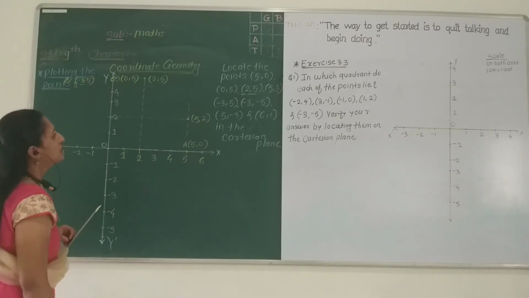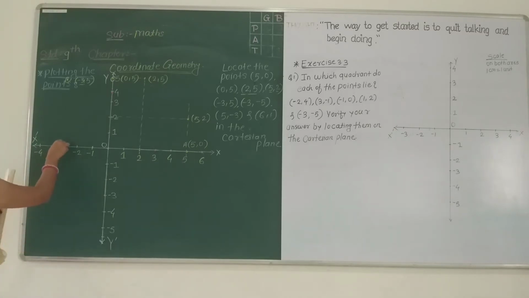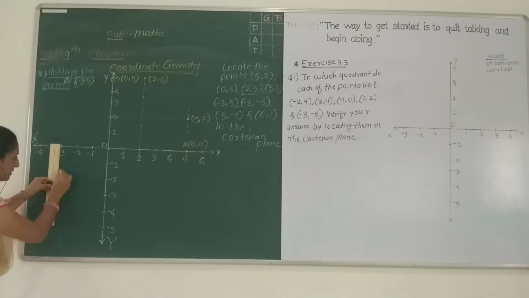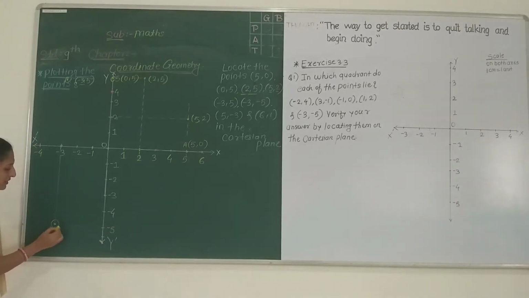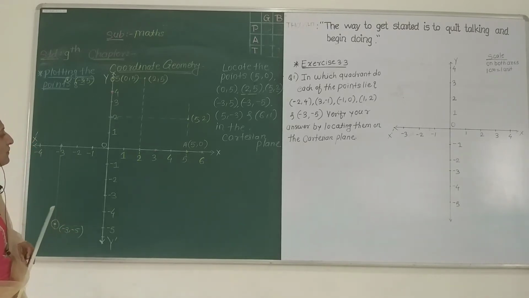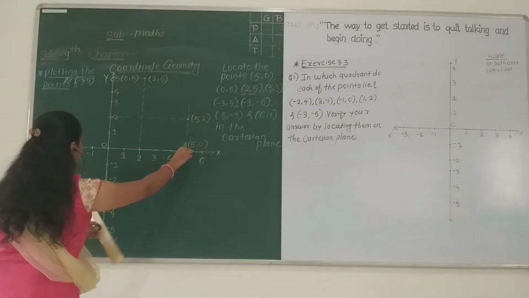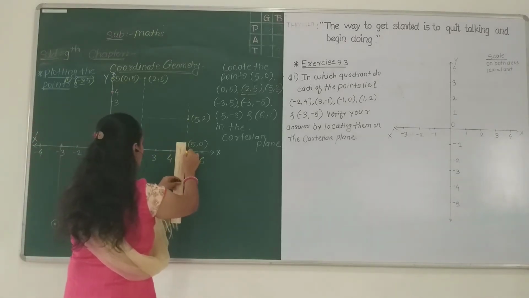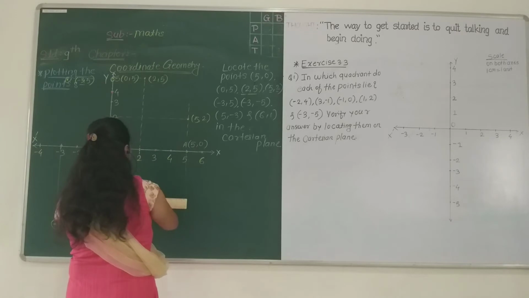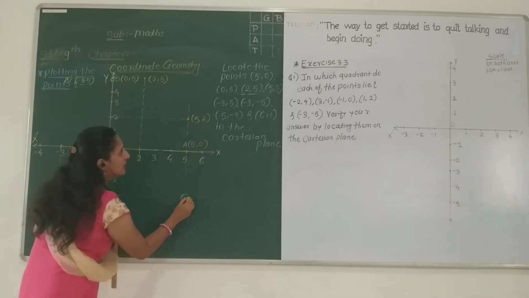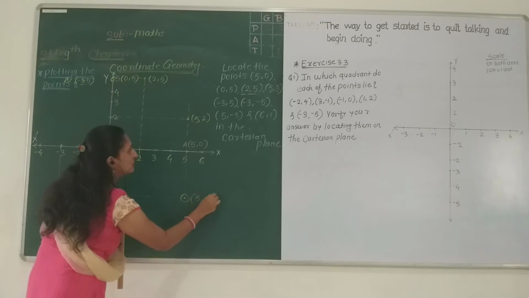Next one (-3, -5). Negative 3 and negative 5. Like this, negative 3 and down to negative 5. So this point. Then (5, -3). On the x-axis it is 5 and on the y-axis it is negative 3. So this point is (5, -3).